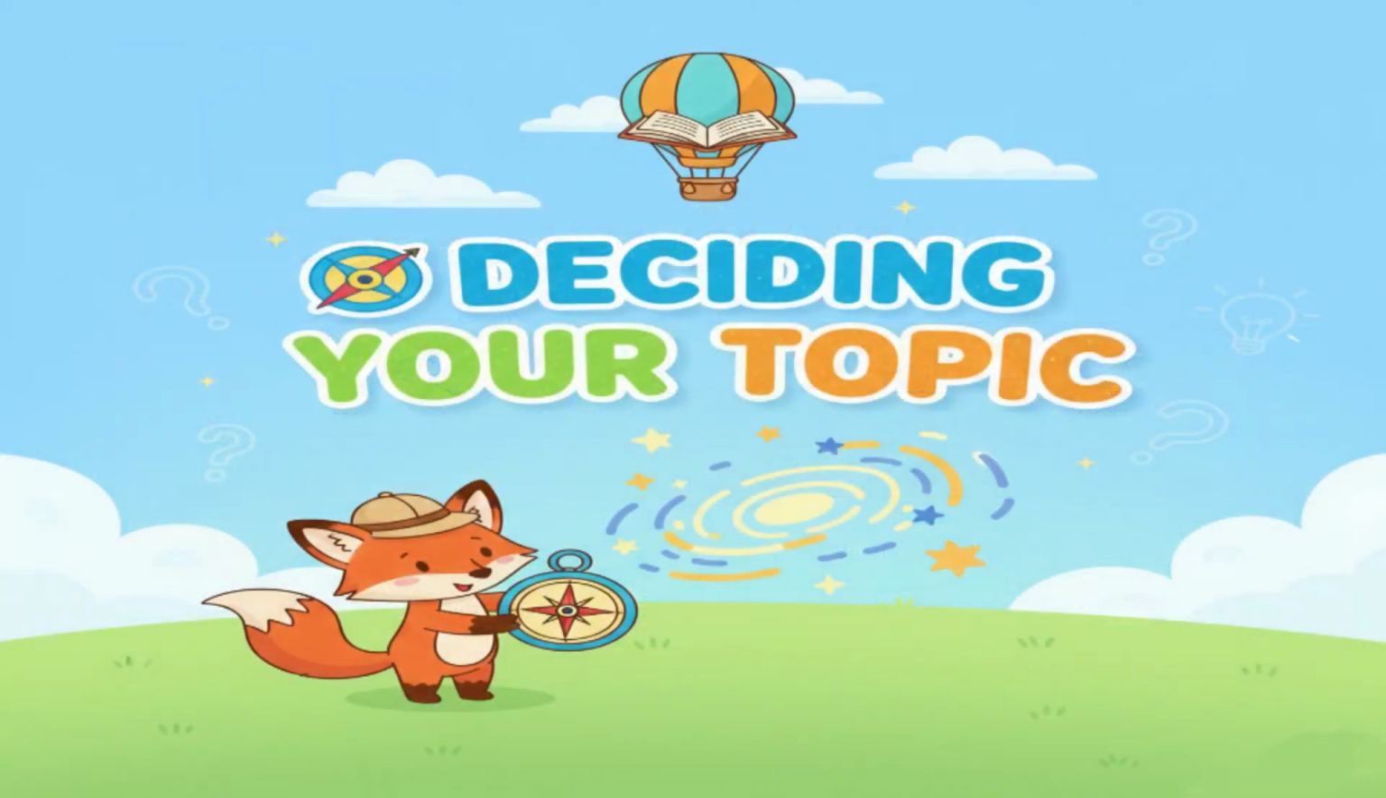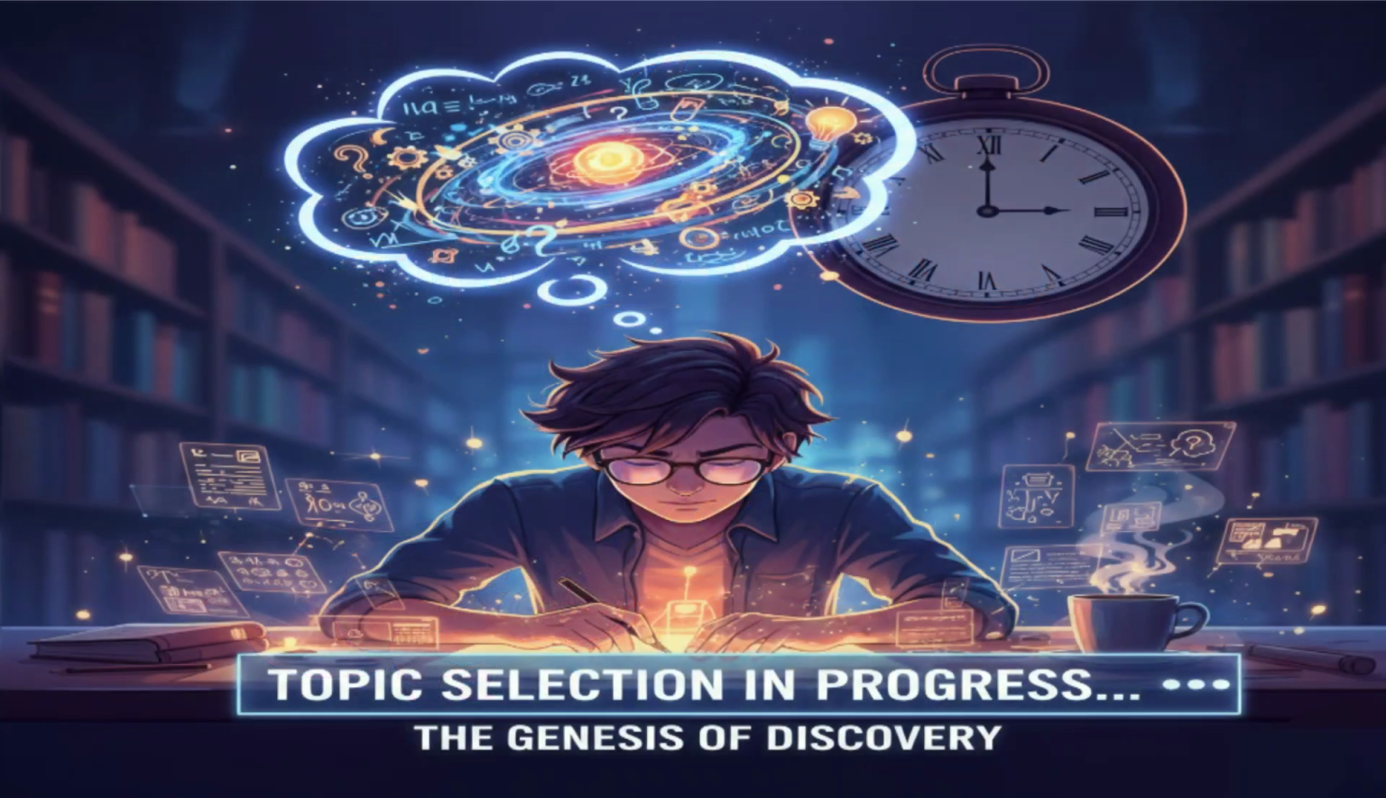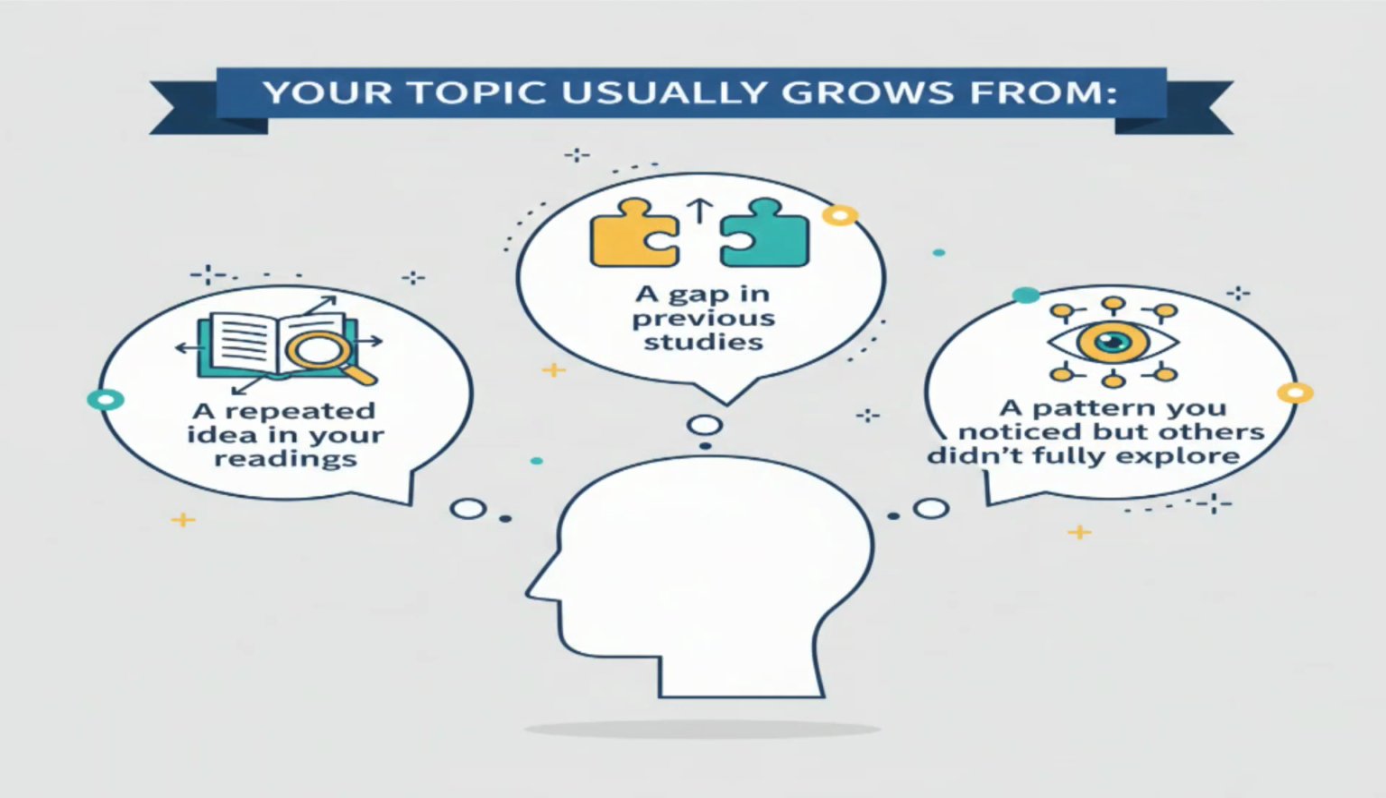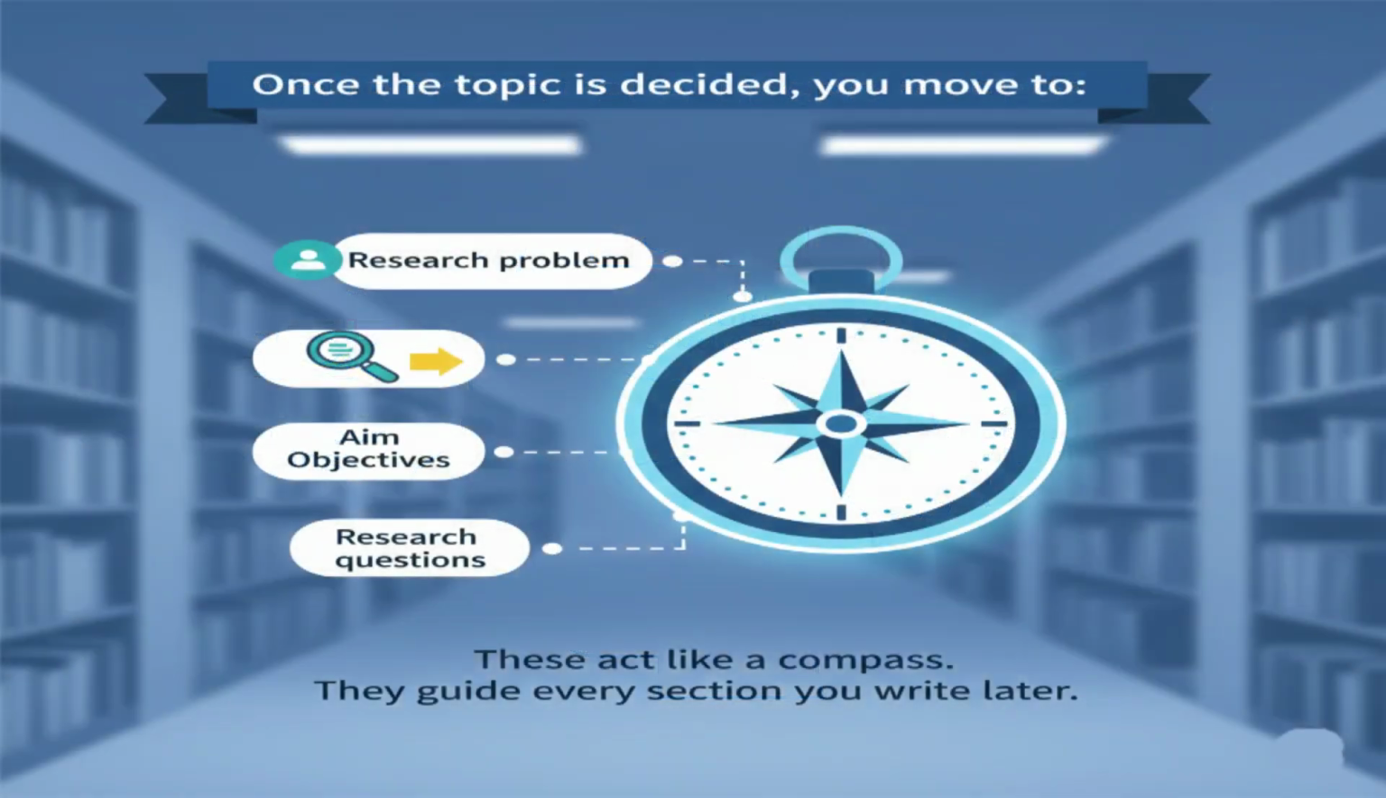Before writing any section, the first step is deciding your topic. Before abstract, before introduction, before anything, you decide your topic. A good research topic is clear, not vague, focused, not too broad, researchable, not just interesting. Your topic usually grows from a repeated idea in your readings, a gap in previous studies, a pattern you noticed but others didn't fully explore. Once the topic is decided, you move to research problem, aim, objectives, research questions. These act like a compass. They guide every section you write later.